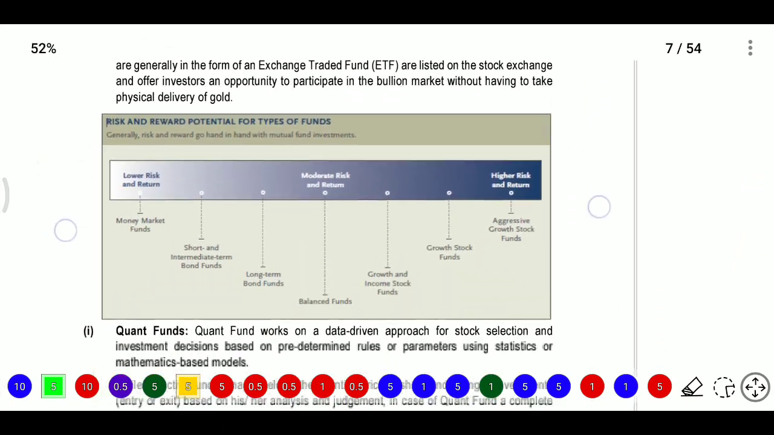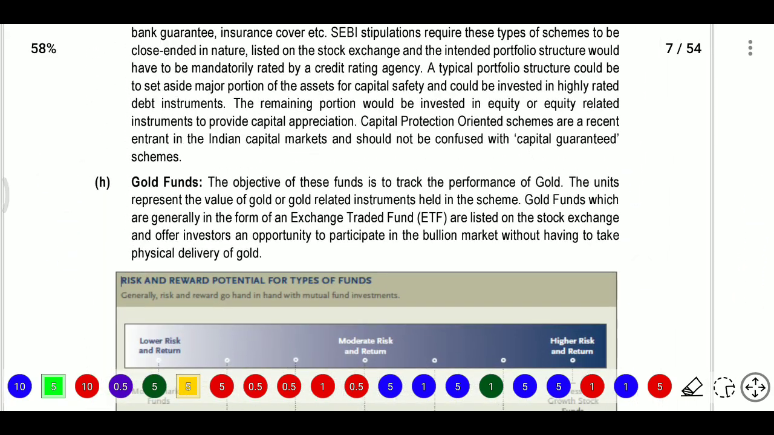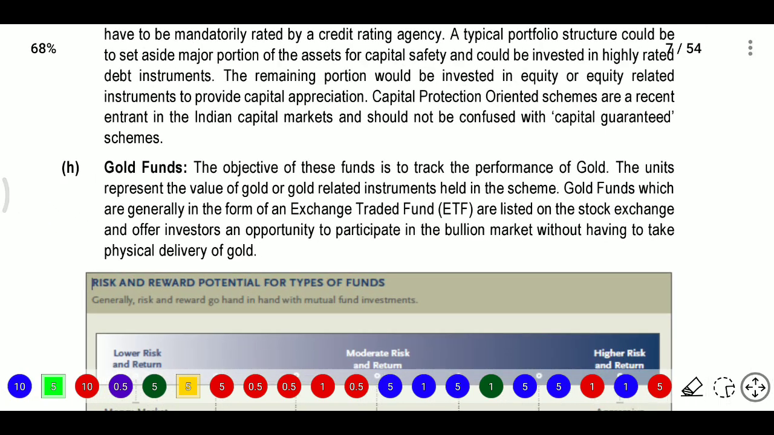And after that we are discussing gold fund. Last class we stopped there itself. Now in continuation with that class. So CA final mutual fund.